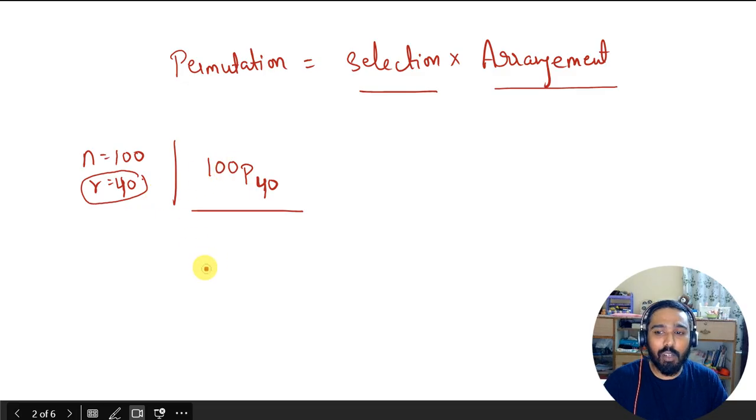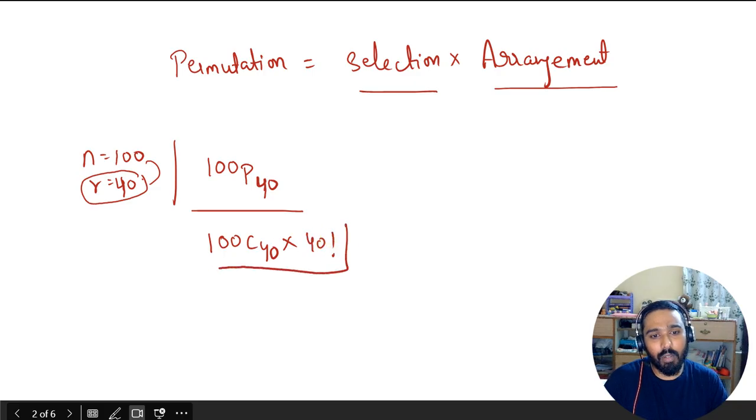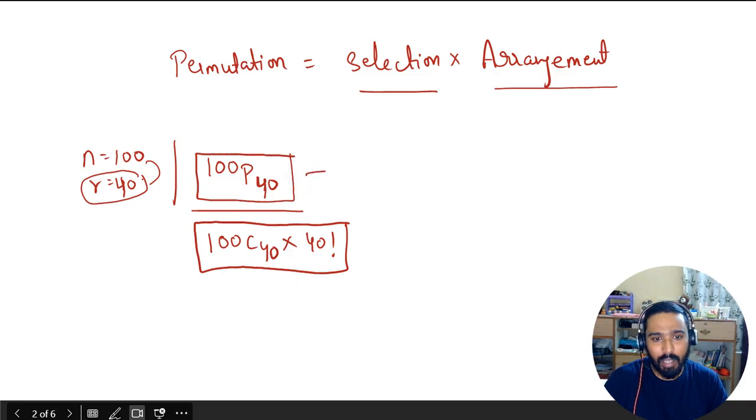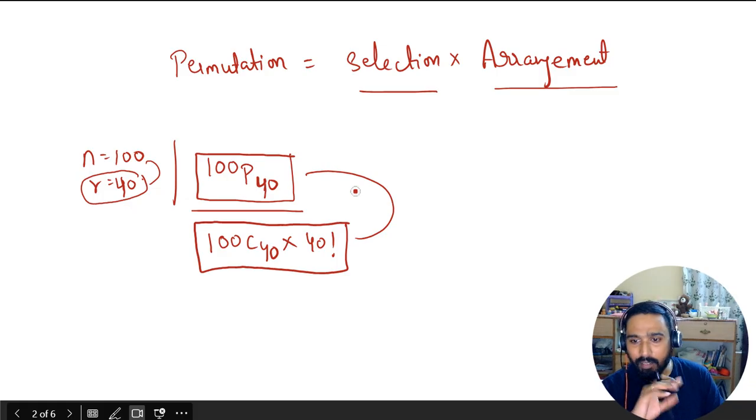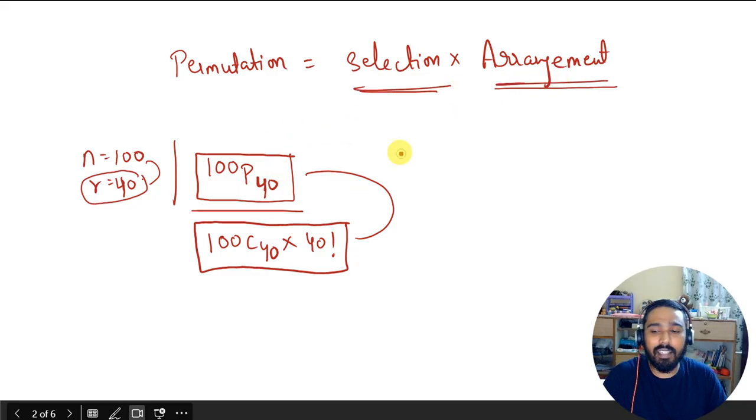Or else I will do selection first. That means I will select 40 people out of 100, which is 100C40. Okay, and then once 40 people are selected, the first chair can be occupied by any of the 40, then 39, 38 up to 1, multiplied by 40 factorial. इन दोनों का आंसर सेम आएगा. वो कैलकुलेशन हम लोग बाद में देखेंगे. Okay, but as of now understand that both the answers are one and the same. And यहाँ पे permutations का definition ये है कि it is selection into arrangement.